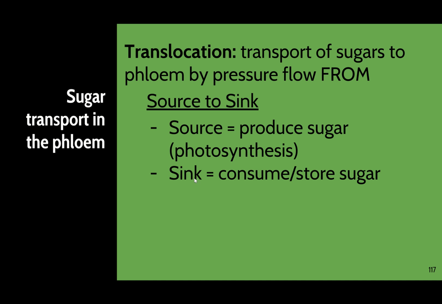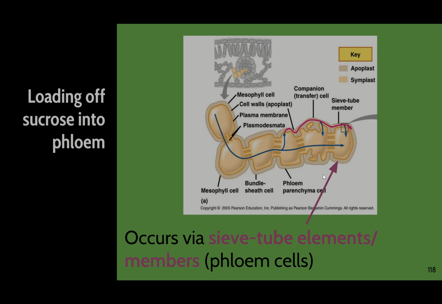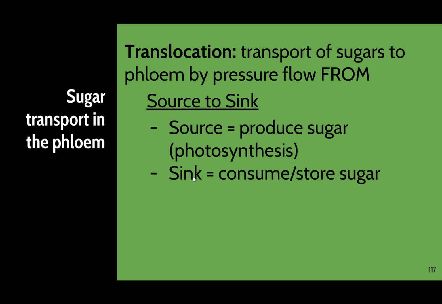And the sink is going to be an area that needs to consume or store sugar. So this is likely going to be like a root cell or another type of cell that isn't producing sugars. It's not doing photosynthesis, but it might be doing other things. It's going to be doing xylem transport. It can be doing support cells. It can be a lot of other things. So that's going to be translocation, the movement of sugars from source to sink.